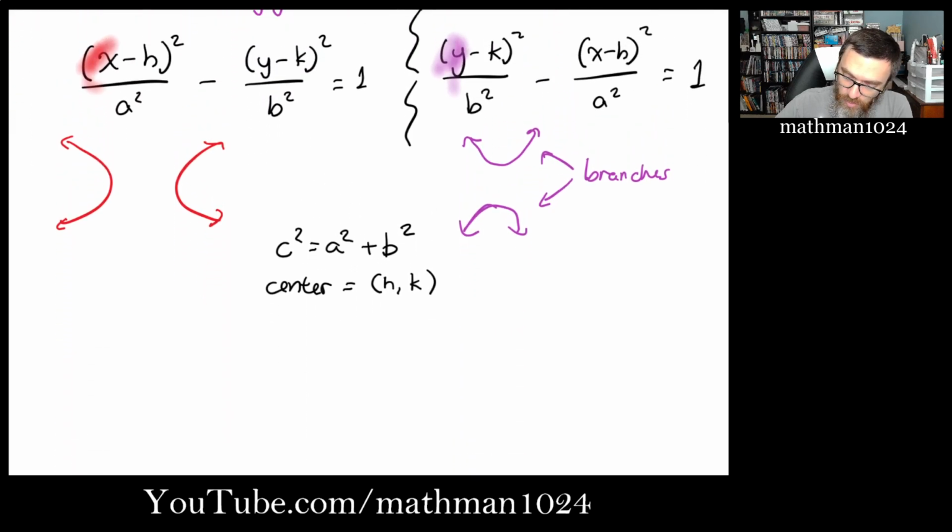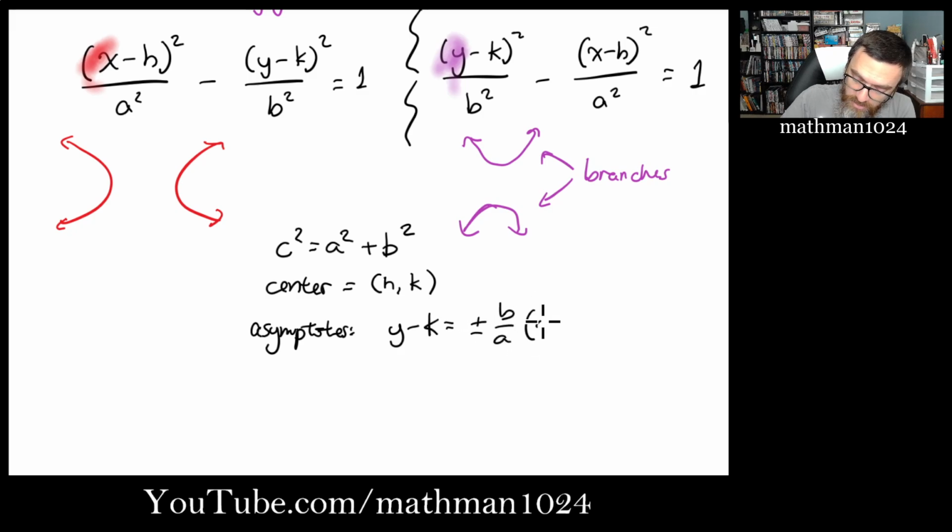The asymptotes will be the same for both of these. Doesn't matter which one's positive or negative. So your asymptotes will be given by the equation y minus k equals plus or minus b over a times x minus h. It sounds like a lot, but it's really based off of the point-slope formula for writing equations of lines that we saw a long time ago.